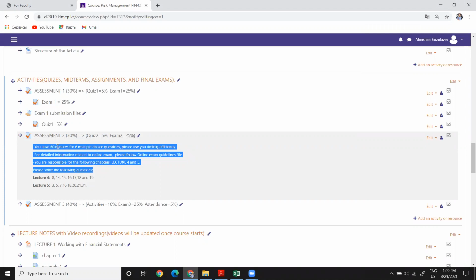If you start, let's say, at 10 past one, you'll be given 60 minutes. But if you start at half past one, then your exam will automatically finish at 2:15, so you have less than 60 minutes. You have to arrange your timing efficiently so that it fits within the given 60 minutes.